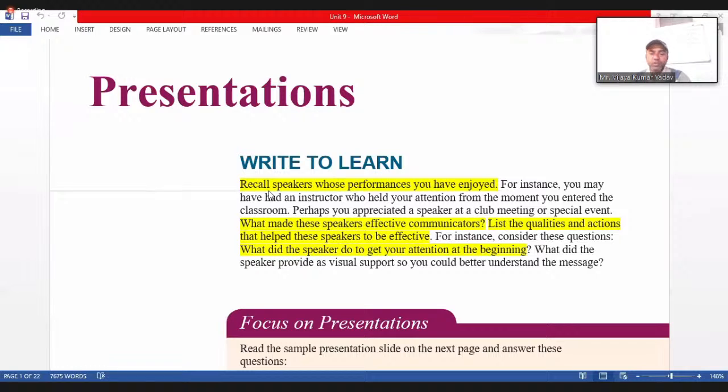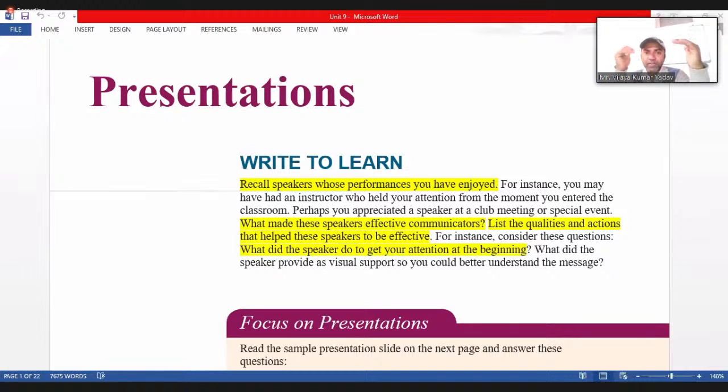First sentence: recall speakers whose performances you have enjoyed. Okay. So this is the main sentence. See, the first sentence, very impressive. Recall speakers whose performances you have enjoyed. Okay. So remember any speaker whose performances you enjoyed a lot. Okay. And why did you enjoy the performance?